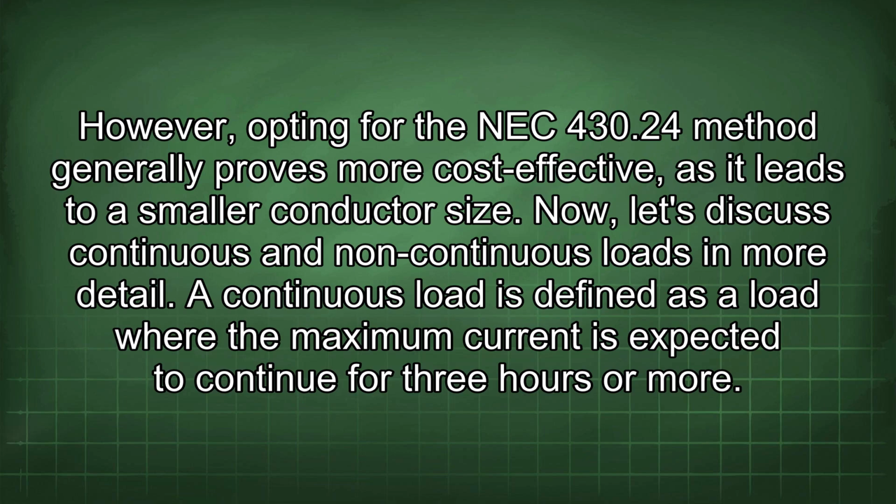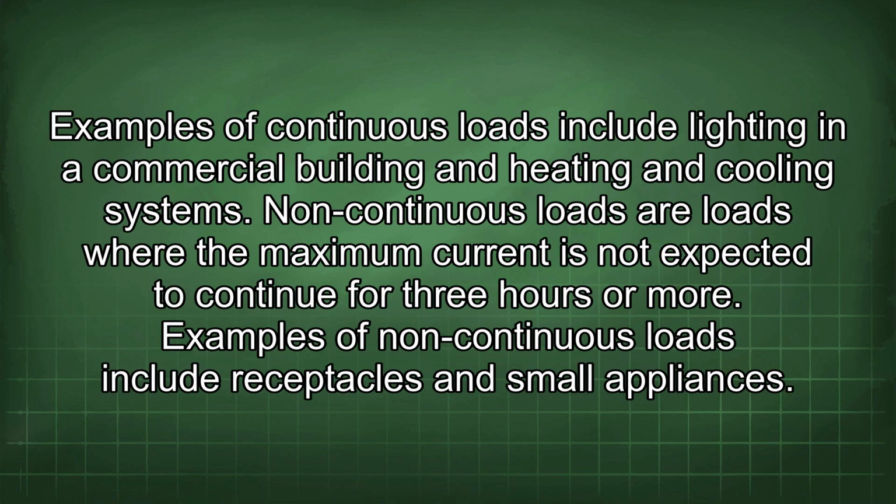A continuous load is defined as a load where the maximum current is expected to continue for 3 hours or more. Examples of continuous loads include lighting in a commercial building and heating and cooling systems. Non-continuous loads are loads where the maximum current is not expected to continue for 3 hours or more. Examples of non-continuous loads include receptacles and small appliances.